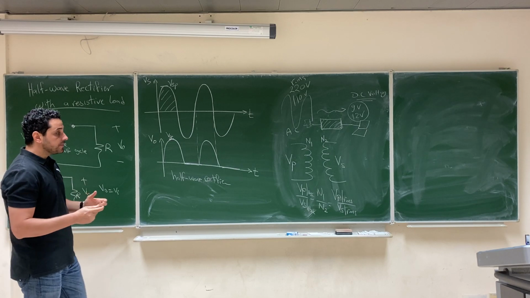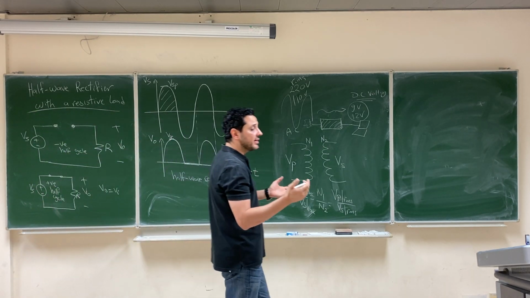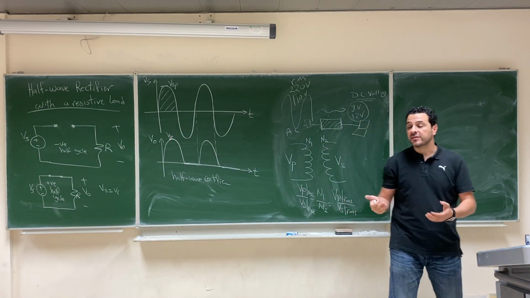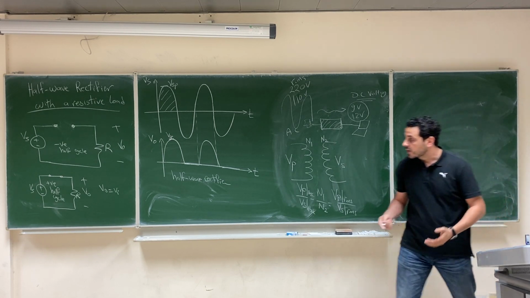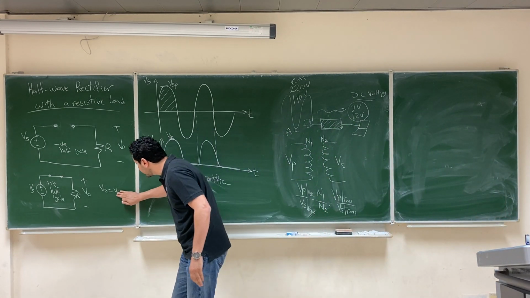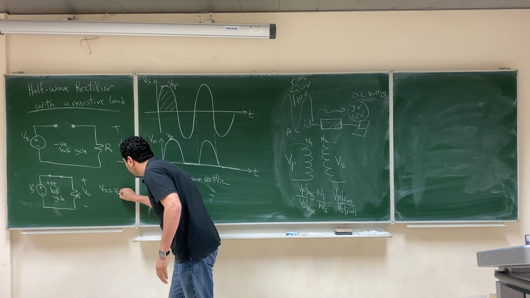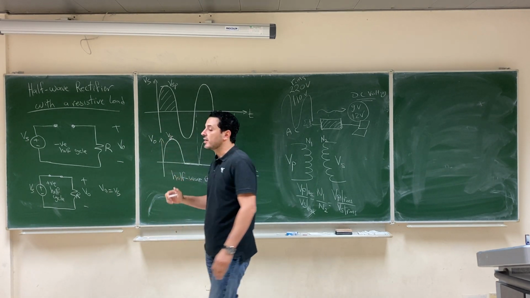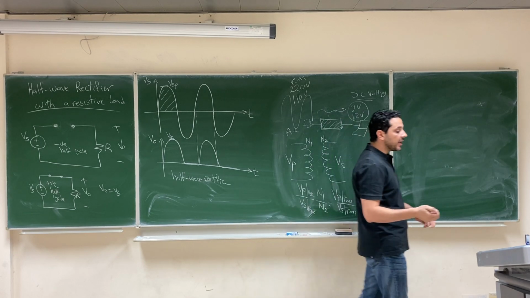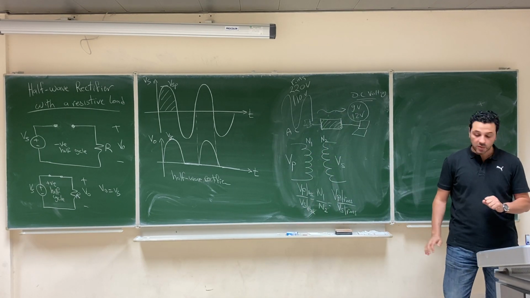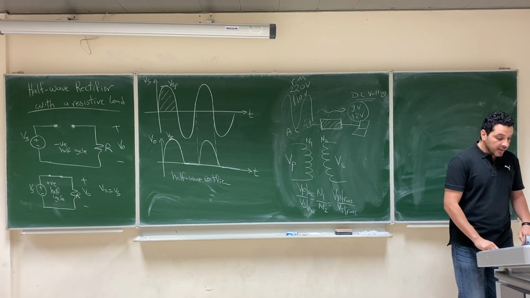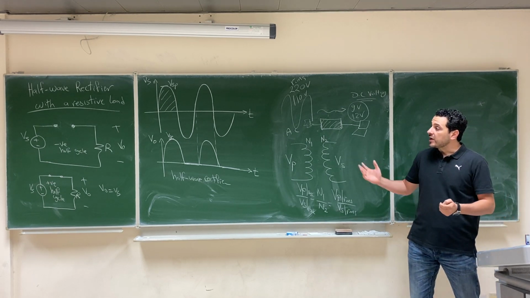Okay, so here in the positive half cycle, V output will be equal to V input, exactly Vs. And in the negative half cycle, V output will be equal to 0. This is if we assume an ideal diode.